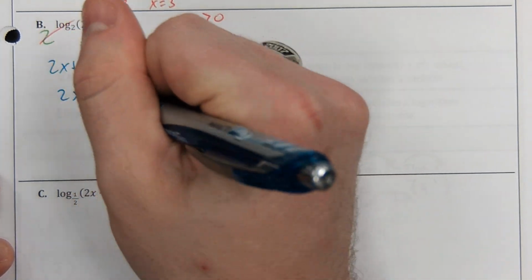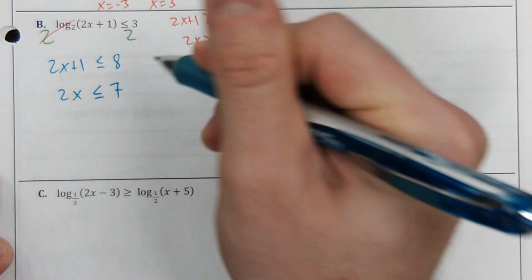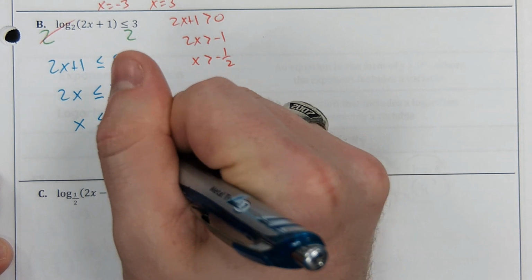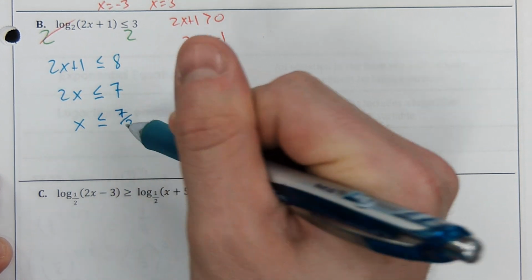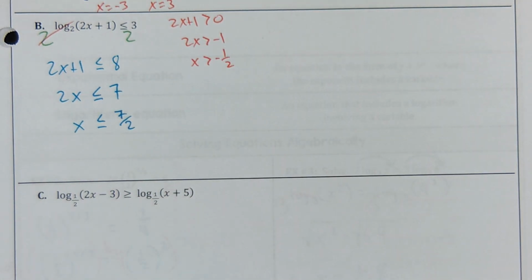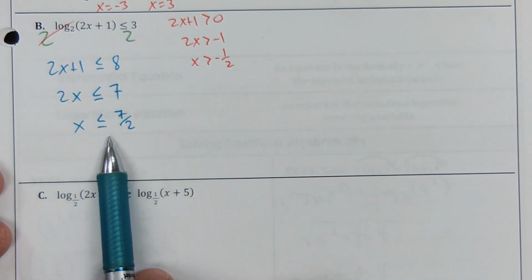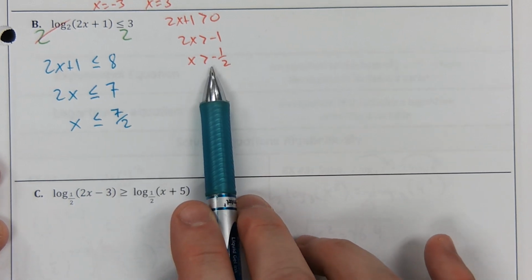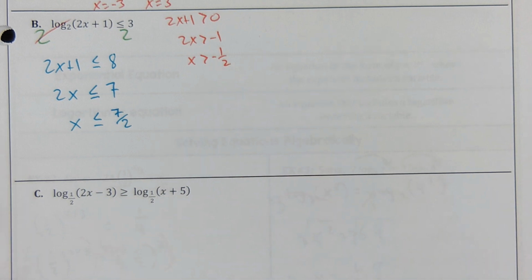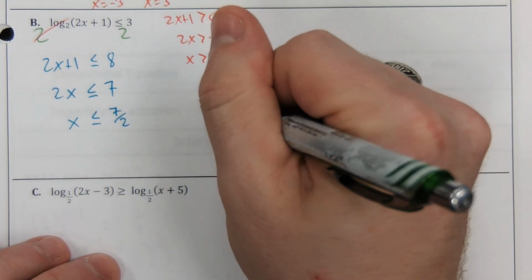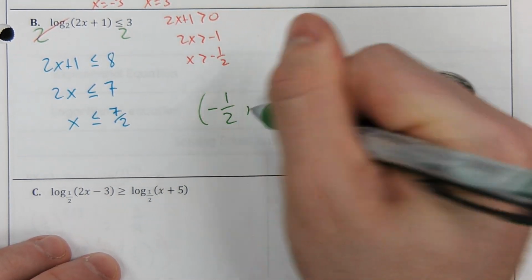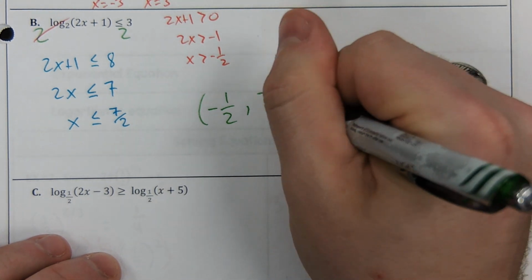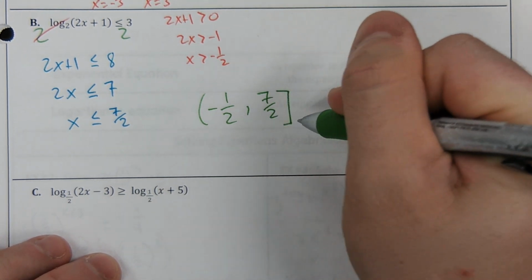Subtract 1 gets me 2x is less than or equal to 7. Divide by 2 gets me x is less than or equal to 7 over 2, which is 3.5. But there it is. Our solution set is all numbers less than or equal to 7 over 2, but my domain begins at negative 1/2 and only goes to the right, giving us an overall answer set of from negative 1/2 not inclusive all the way up to 7/2 inclusive.